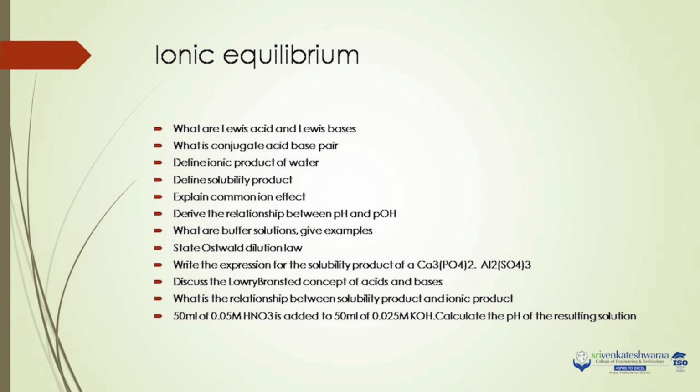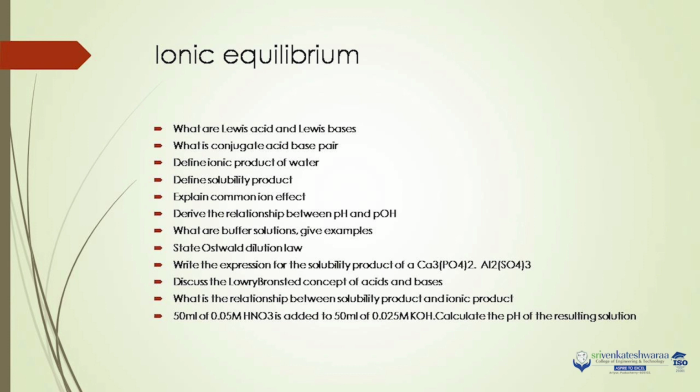Ca3(PO4)2. You dissociate it, where we get 3Ca2+ and 2PO4 3-. Here solubility is said to be S. Ksp is equal to concentration of calcium 2+ cubed into concentration of PO4 3- squared. This is equal to (3s) the whole cube, (2s) the whole square, 27s cubed into 4s squared, 108 s power 5. That is the solubility product.